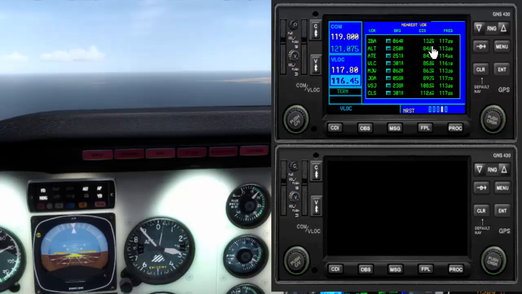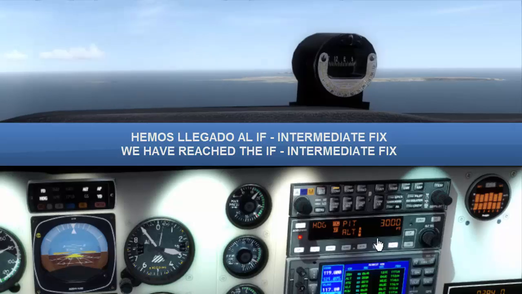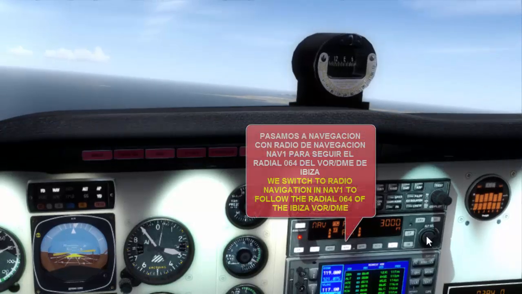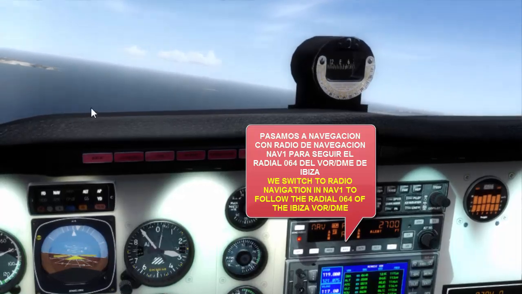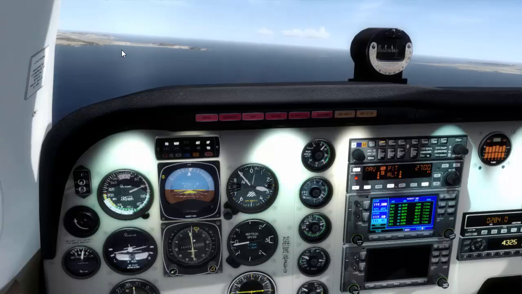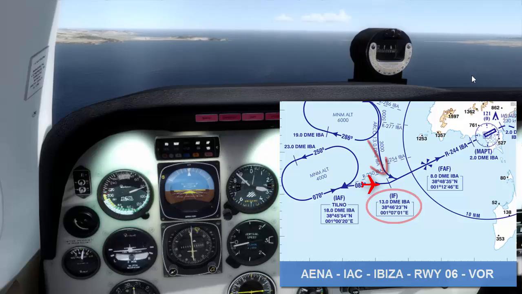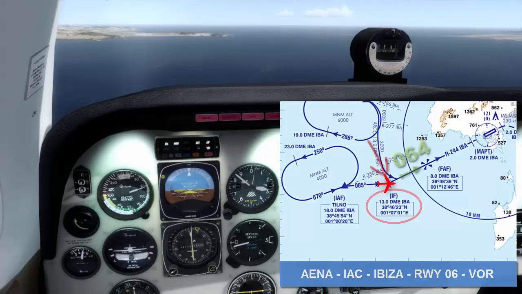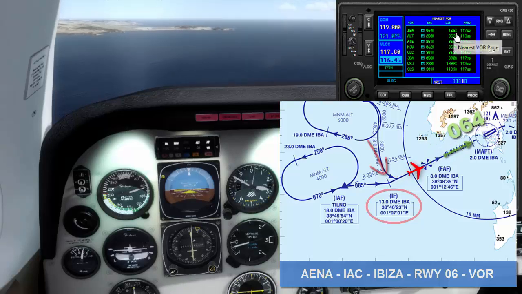Okay, because the opposite radial to the radial 244 is the radial that will orientate our aircraft forward. And right now we're doing that because we have reached the intermediate fix. Because we have the intermediate fix right now, we switch to navigation to tell the autopilot to follow the opposite radial to the radial 244, and what our aircraft is doing is what I am showing you in the animation.